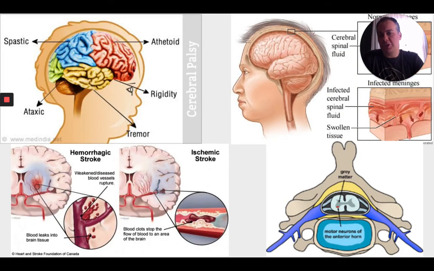These diagrams just show some more information about some of the things I've been talking about. With cerebral palsy, depending on what parts of the brain have been damaged, that's what will determine how that person is impacted.